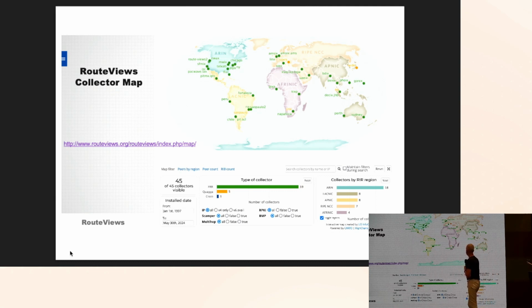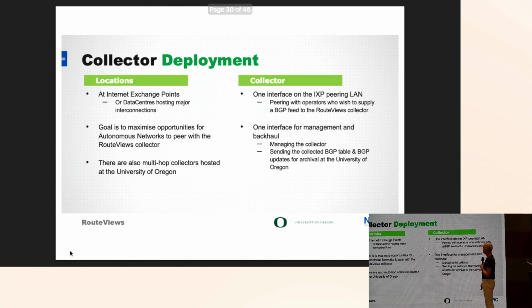So there they are. Locations are internet exchange points, or data centers that have internet exchange points or big interconnects. And what we want to try and do is peer with the participants of the exchange points. So peer with either bilateral peering with the exchange point member and or peering with the exchange point route server.